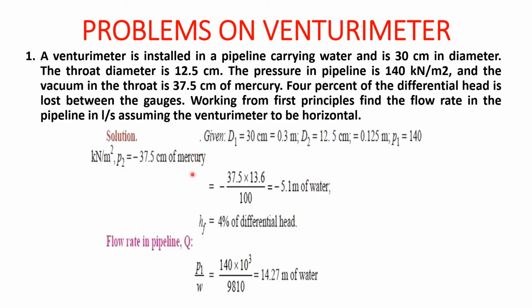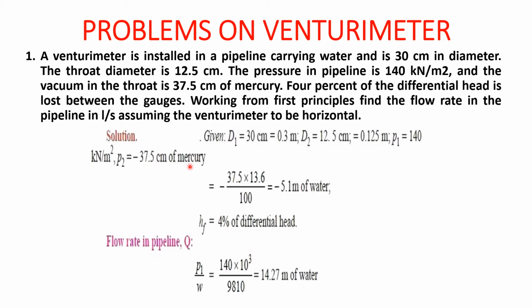So let's convert this value, which is in centimeter of mercury. The minus sign will be as it is. Centimeter of mercury is converted into centimeter of water by multiplying by the specific gravity of mercury. So minus 37.5 into 13.6, that is the specific gravity of mercury, divided by 100. Why is this 100 taken? Conversion of centimeters to meters.